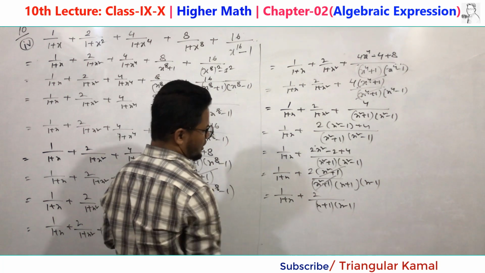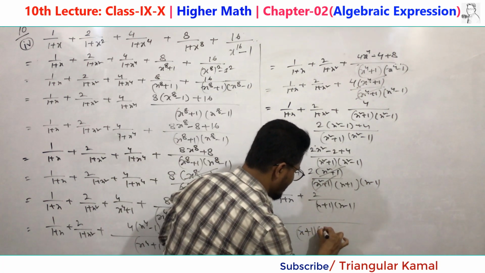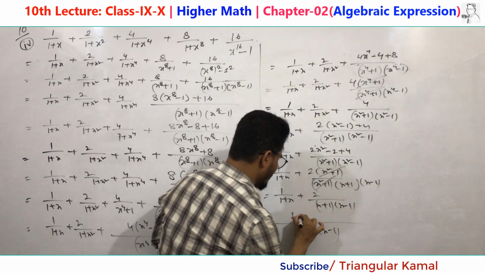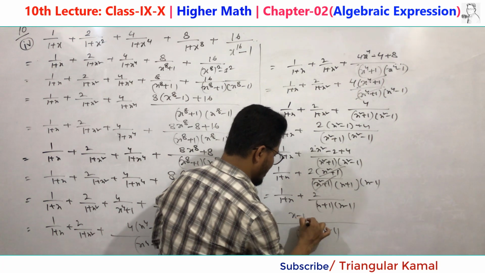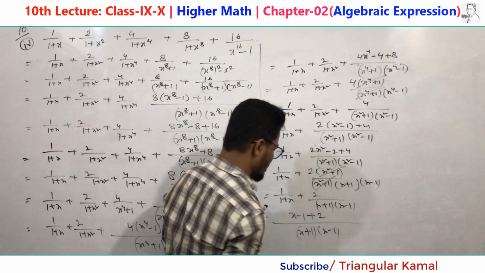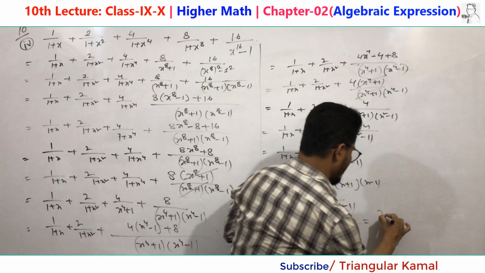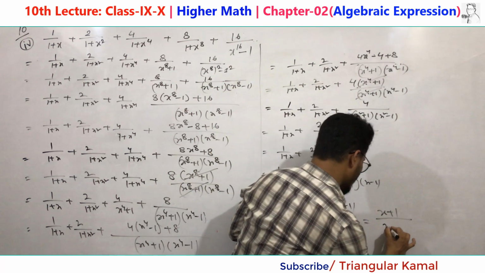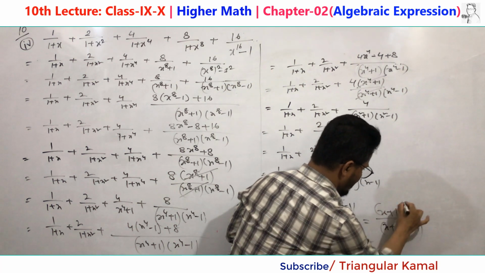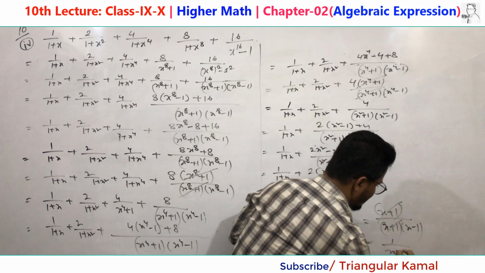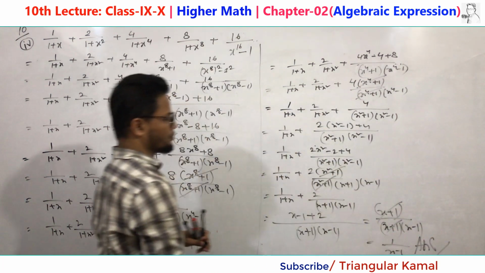And finally the first and second are both the same, taking common x plus 1 and x minus 1, there will be 1 multiplied with x minus 1 plus 2. After doing the calculation, x plus 1 divided by x plus 1 into x minus 1. So now eliminating, the final result is 1 by x minus 1, which is our final answer.